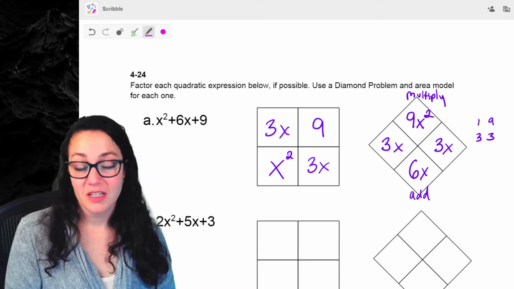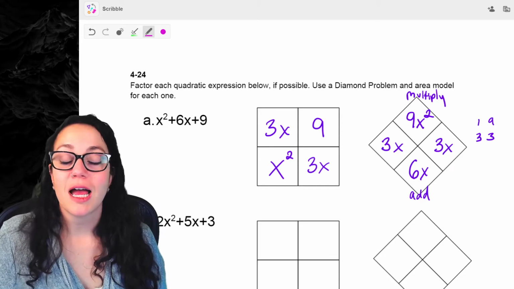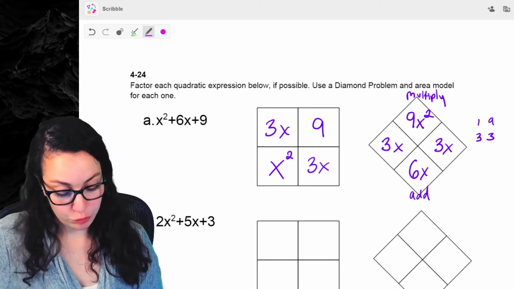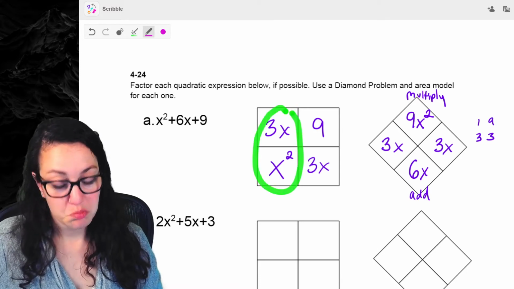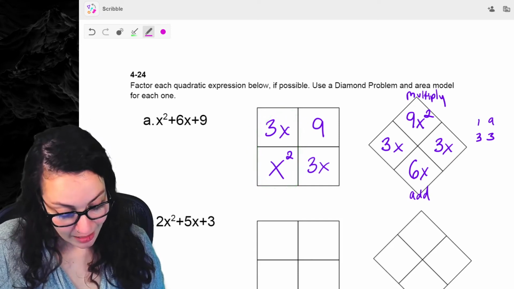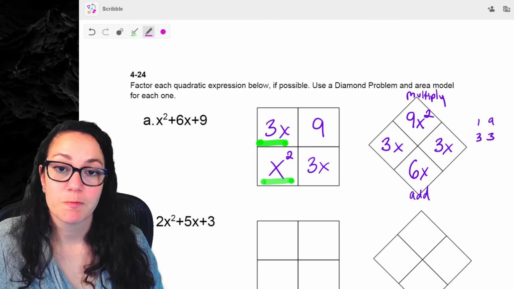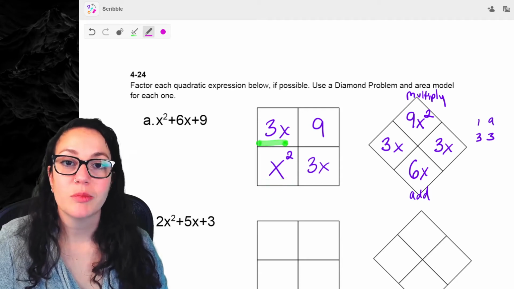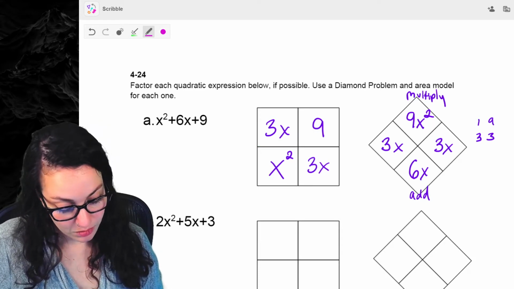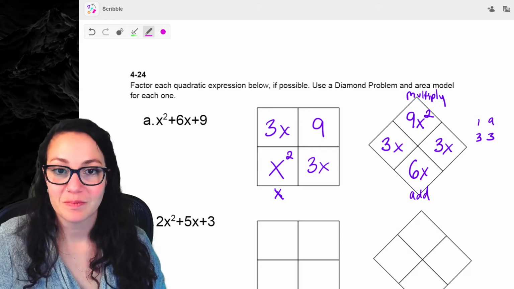I'm not done. The last step here is the factoring part. First, I need to look for common terms in my rows and columns. I'm going to start with my first column here, just because. I'm just choosing to start with my first column. And I notice that this is x squared and this is 3x. So the greatest common factor I can take out of both of those terms is just an x. X is very important.